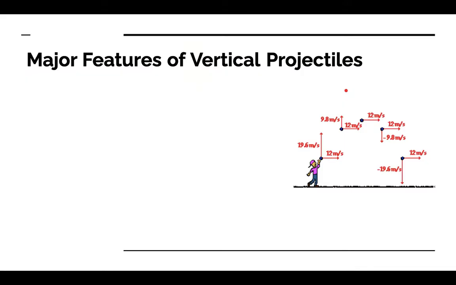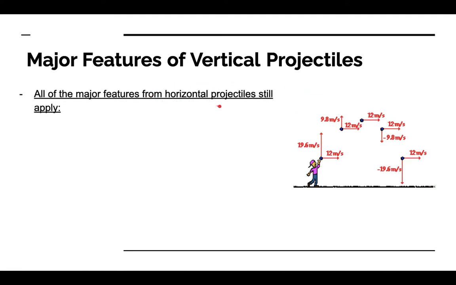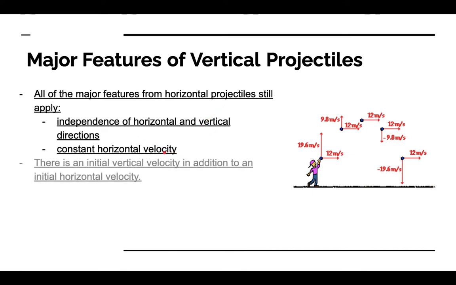So the major features of vertical projectiles. All of the major features from horizontal projectiles still apply: independence of horizontal and vertical directions, a constant horizontal velocity, and thus a zero horizontal acceleration. The only thing that is changing is that now there is an initial vertical velocity in addition to the initial horizontal velocity.